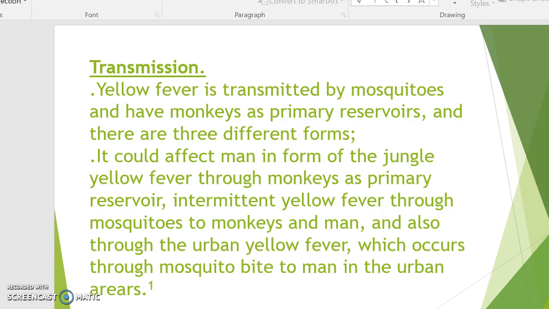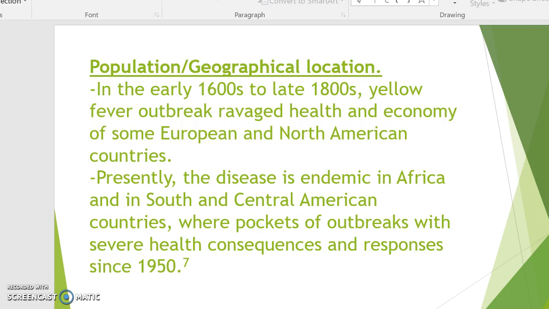Transmission: it is transmitted by mosquitoes and has monkeys as primary reservoirs, and there are different forms that affect man. The jungle yellow fever, intermittent yellow fever, and the urban yellow fever, which occurs through mosquito bites to man in urban areas. Populations vary by geographical location.